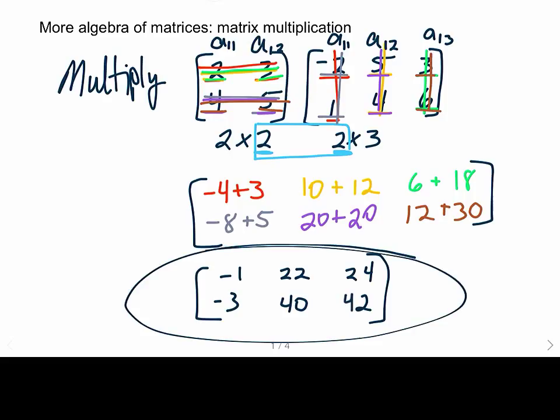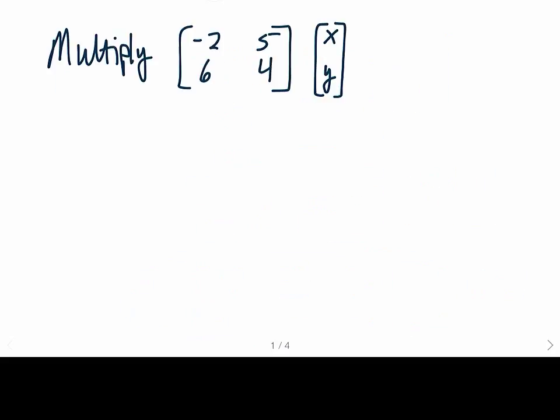That's the product of the two matrices. Notice that the product, [-1, 22, 24; -3, 40, 42], is a 2 by 3 matrix. Remember when we said that the inner dimensions had to match? That is, in 2 by 2 and 2 by 3, the inner 2s had to match. The outer 2 with the 3 gives us the dimension of the resulting matrix. I know, cool, huh? All right, let's move on to the next.